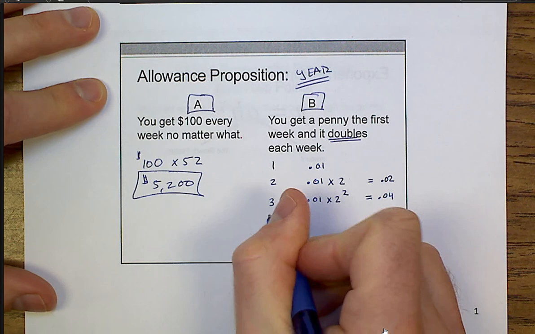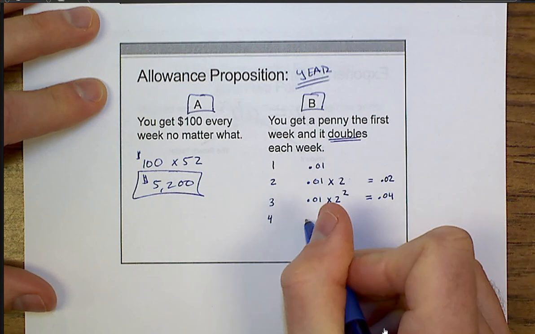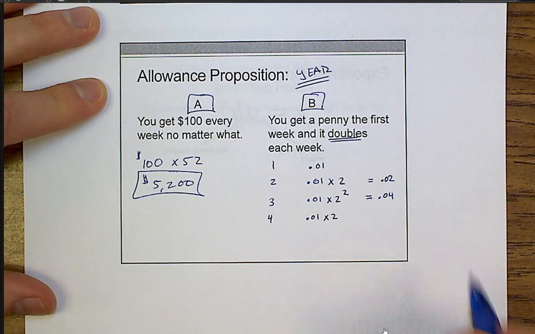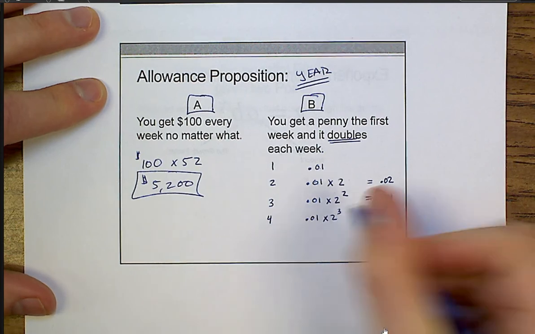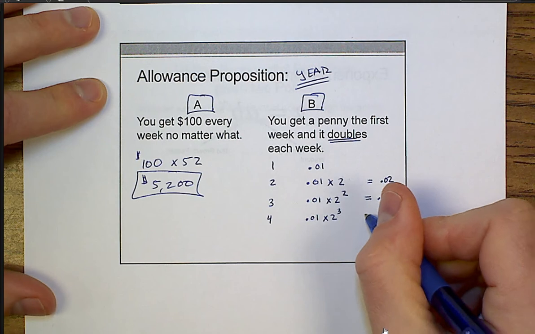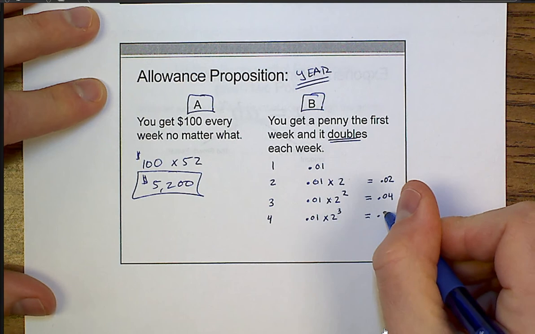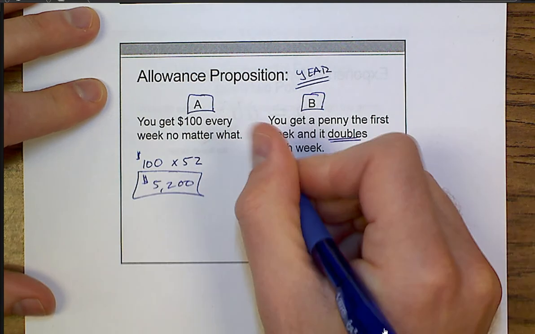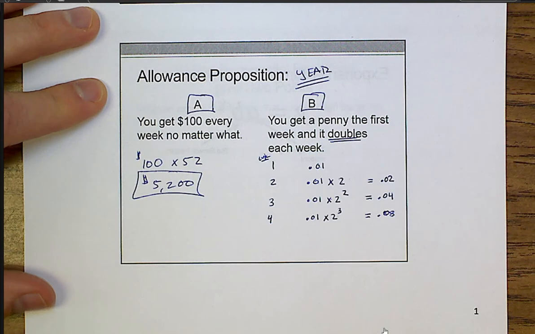We'll go to week 4. I start with a penny. It gets doubled. How many times is it going to be doubled in week 4? It's going to be doubled 3 times. That penny got doubled once, twice. This will be the third time it gets doubled, and that'll give you 8 cents. So after a month, 4 weeks, you've made 8 cents.